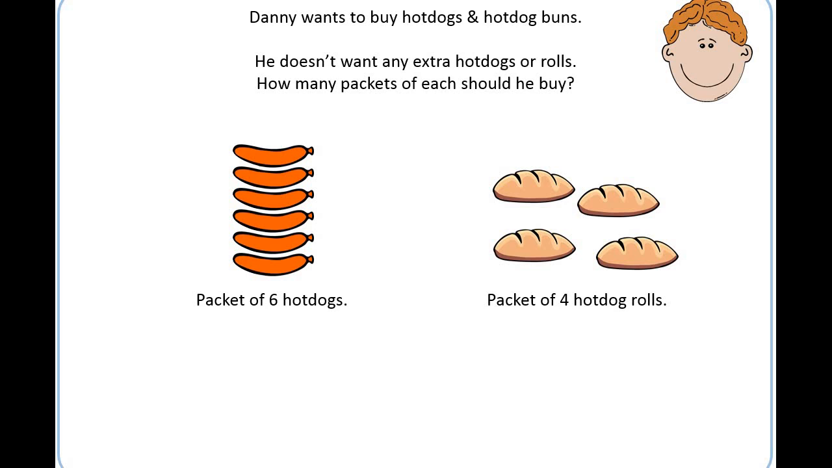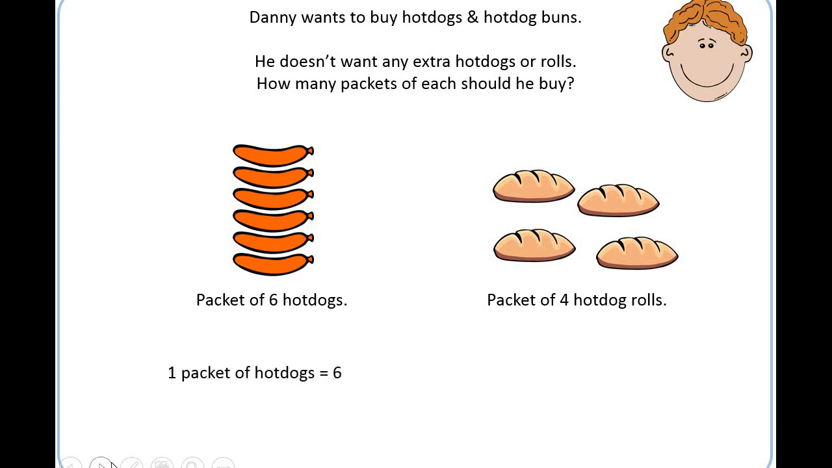Danny wants to buy hot dogs and hot dog buns. So we're basically buying sausages and bread rolls. He doesn't want any extra hot dogs or rolls. How many packets of each should he buy? Every time he buys a packet of sausages, he gets 6 sausages. Every time we buy a pack of bread rolls, we get 4 bread rolls. So we've got to work out how many packets of each do I need to make a certain amount of hot dogs without having any sausages left over or any bread rolls left over.